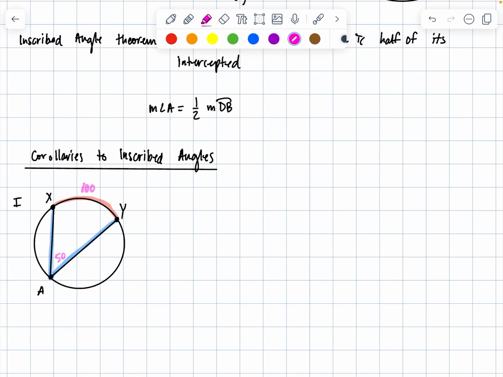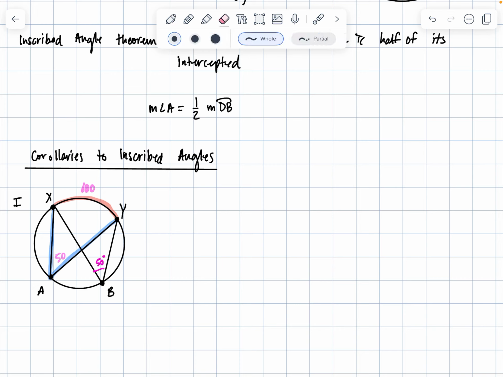Well, what happens if I actually draw another inscribed angle using the exact same endpoints? So I'm going to put another set of chords using X and Y as endpoints. Let's call that B. Okay. Well, doesn't this angle have the same intercepted arc? So doesn't that mean this would also be hypothetically 50 degrees? Yes, it would. This should also be 50 degrees by definition.